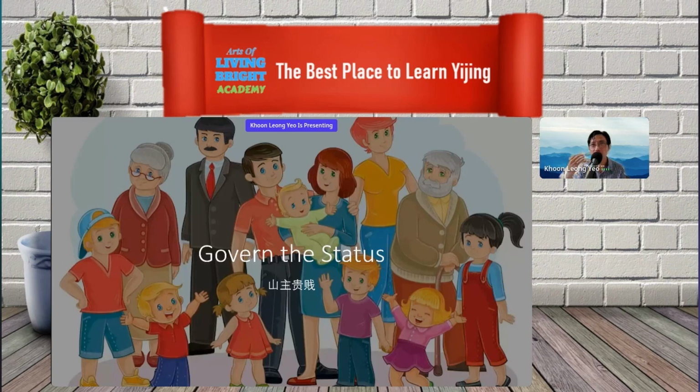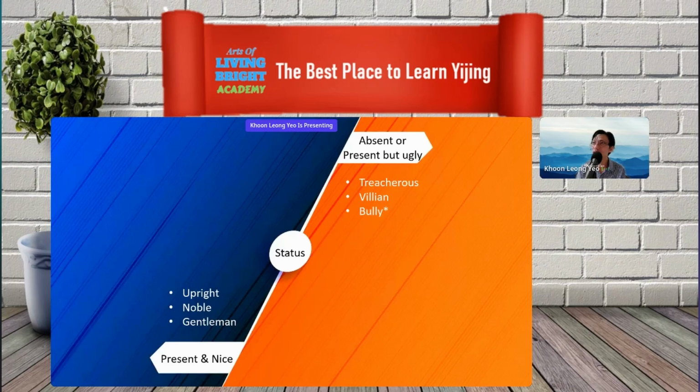And it also governs the status. That means your status in this society. Now, if your back dragon is there, there's a building and it's very nice, then the people staying in that unit are upright, noble gentlemen. But if let's say your back dragon is either absent or is there but very ugly, very worn down, a lot of damages here and there, then you know that the person staying in the house could be treacherous, a villain, and sometimes a bully.